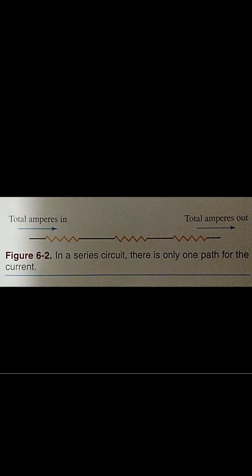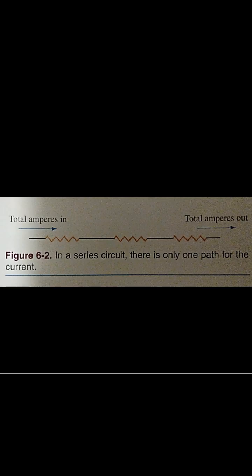Current in a series circuit. The current in a series circuit is equal throughout the circuit. In figure 6-2, three resistors are connected in series to the source. Since there is only one path for the electron flow, the current must be the same value at any point in the circuit. See the diagram, where IT, or current total, equals current 1 equals current 2 equals current 3, and so on.